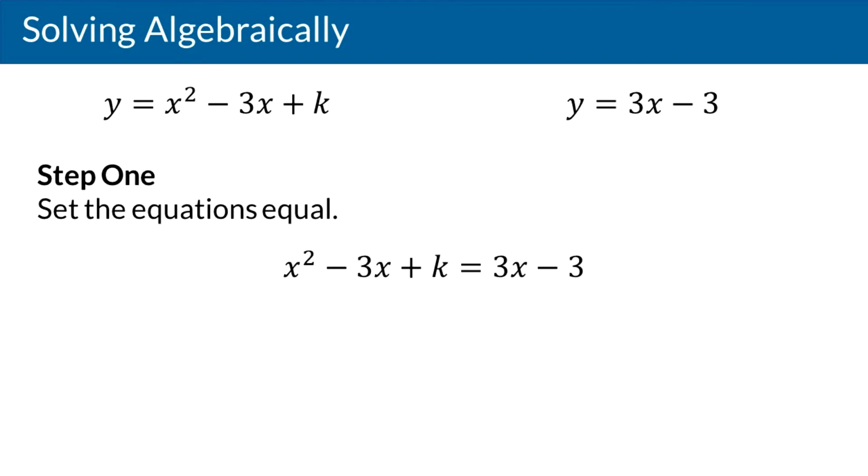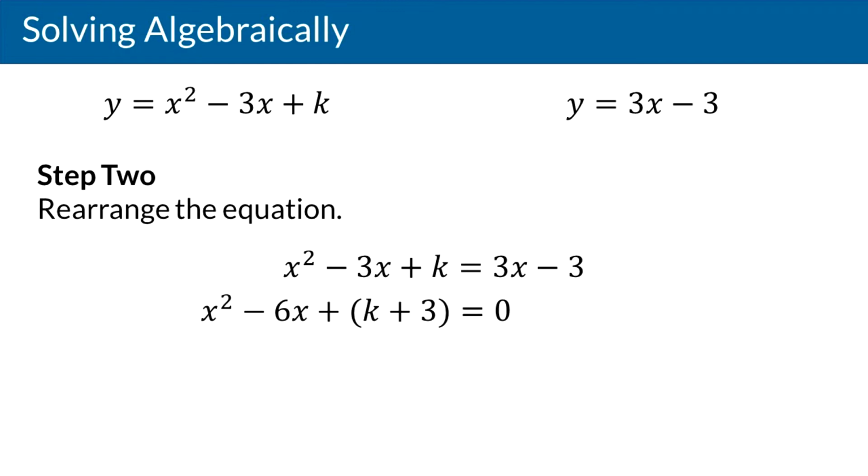The first step is going to involve setting the two equations equal to one another. We are looking for something related to their point of intersection, so it only makes sense that we set them equal to each other, as if we were solving for the x value. Once we've done this, we'll want to rearrange the equation by moving everything to the left-hand side.